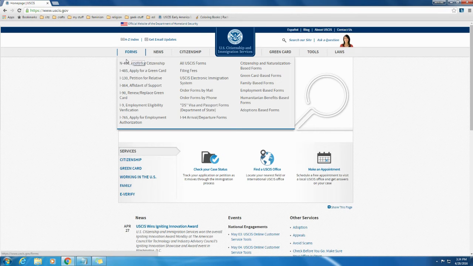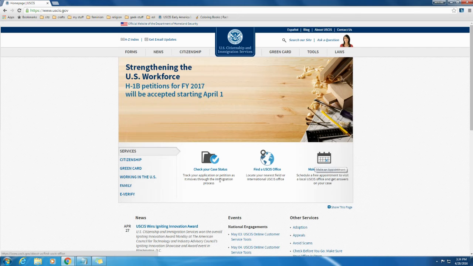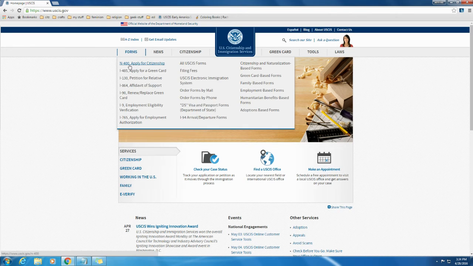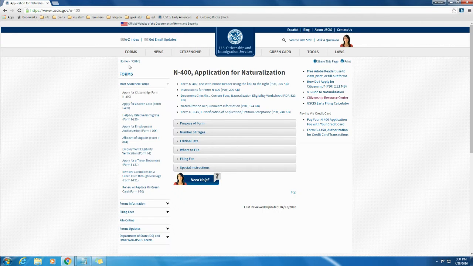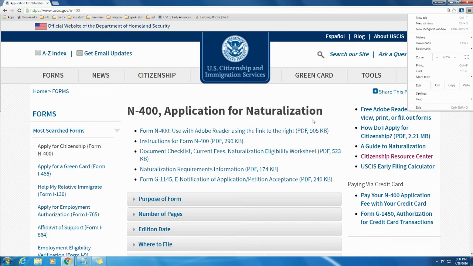We're going to be taking a look at the form, specifically the N400. We're going to take a look at your case status, and then we're going to learn about InfoPass. Let's take a look at the forms first. The most important one for citizens is the N400. Remember, they updated this on April the 13th. On the very first line, let's see if I can make it a little bit bigger for everybody to see. Okay, that looks great. This is the N400.